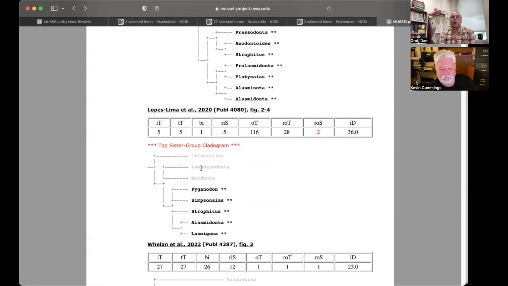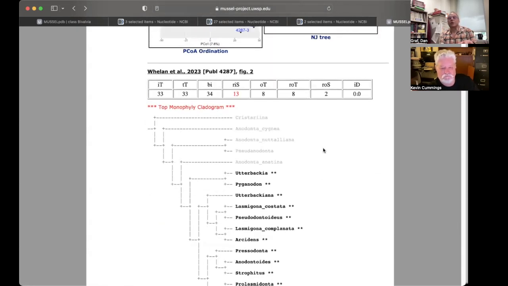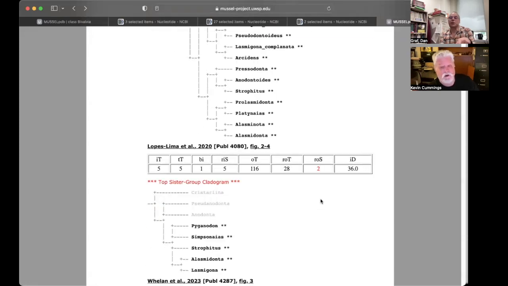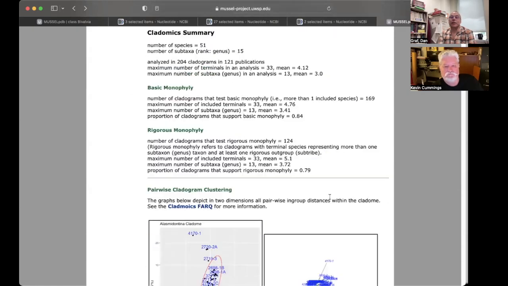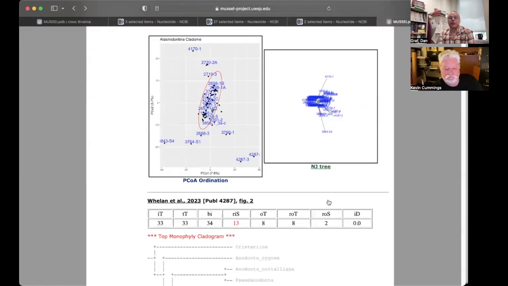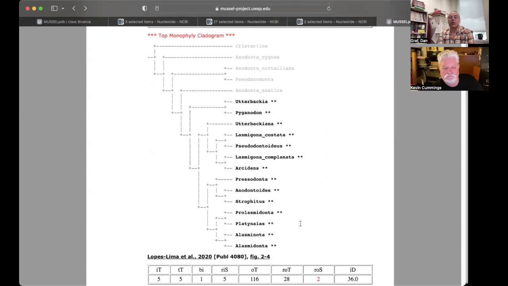It also has both subtribes there, so this one also has two. This one is preferred because it was published earlier. So it goes with the oldest one that has the most sampling. In the case of Lasmigona, this is pretty straightforward. Lasmigona, in the old sense, is not one genus. It's three genera, and names already exist.